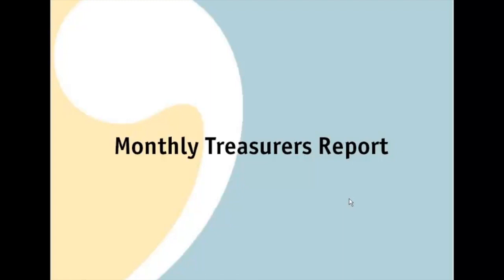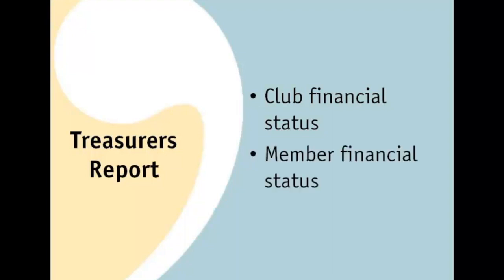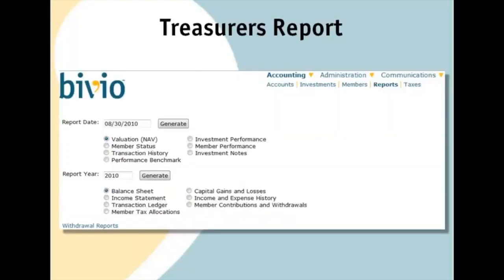The final monthly task that you will have as your club treasurer is to report at your club meeting. You want to give a brief report that will show your club two things. First is the financial status of your club, and second is the current status of each member's ownership. You can use the first three reports you'll find on the Accounting Reports page to do this. They are the Valuation Report, the Member Status Report, and the Transaction History Report.